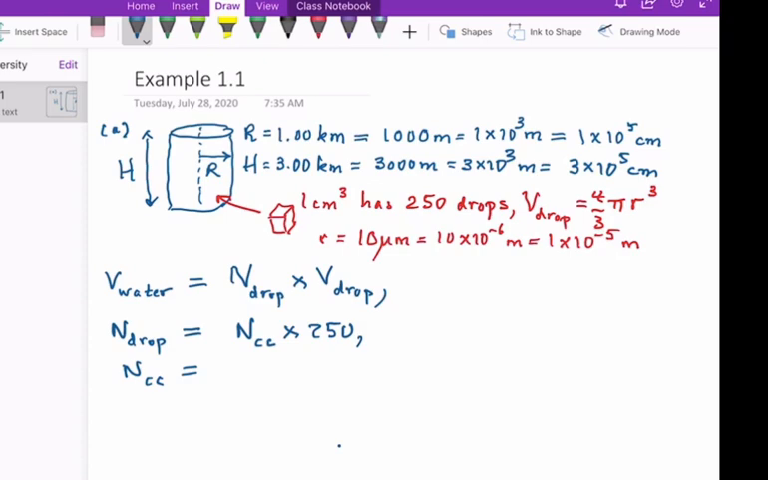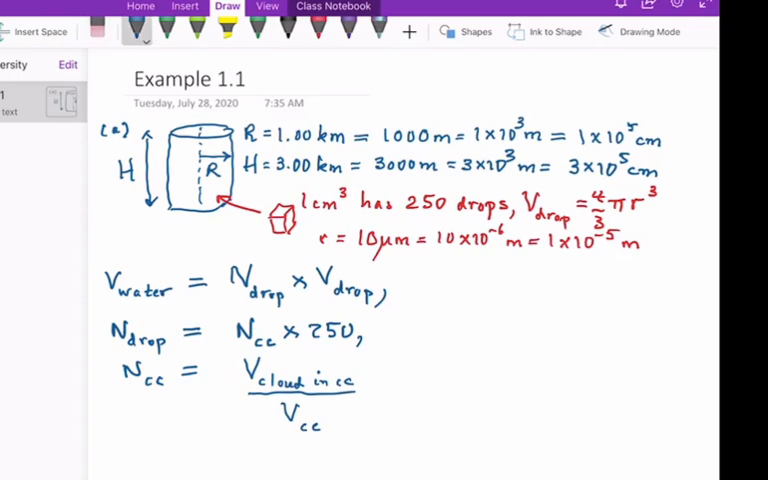So I'm going to write another little word formula. The number of cubic centimeters of cloud is going to be the volume of the cloud in cubic centimeters divided by the volume of 1 cubic centimeter. Okay? That's going to be the number of cubic centimeters.